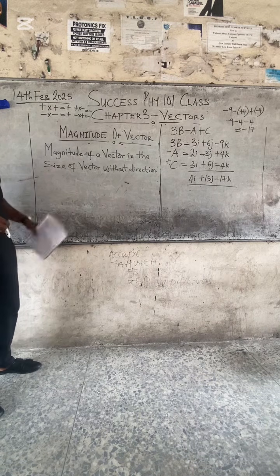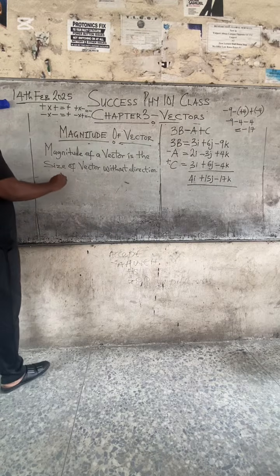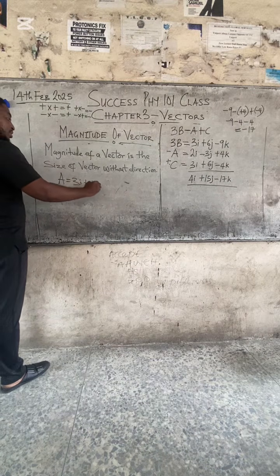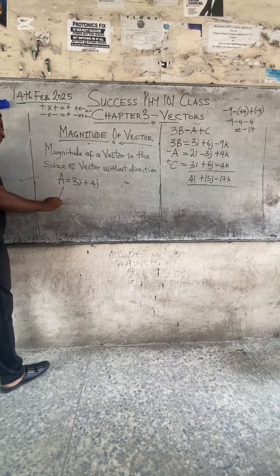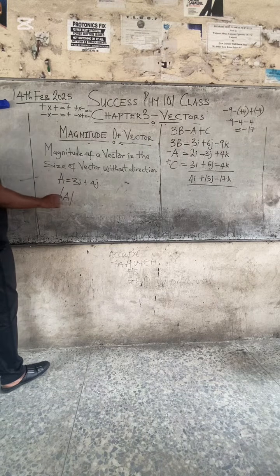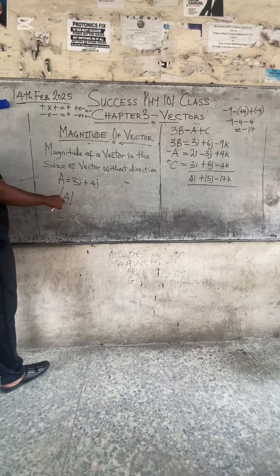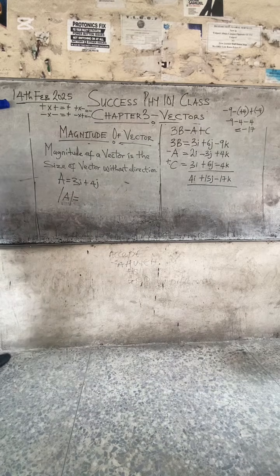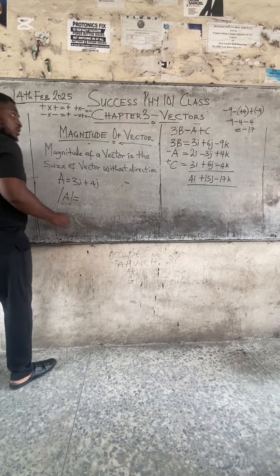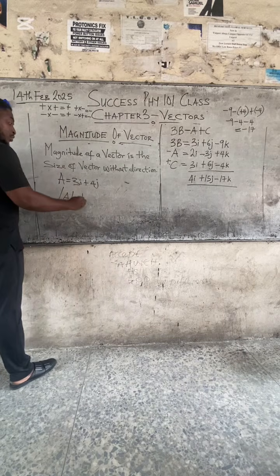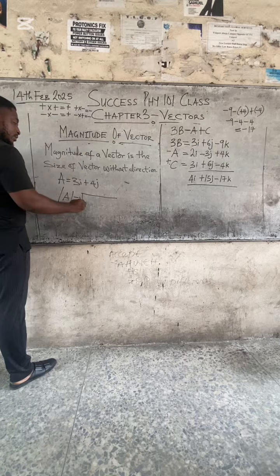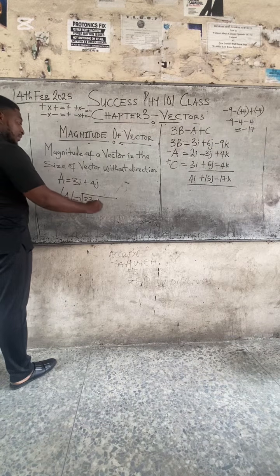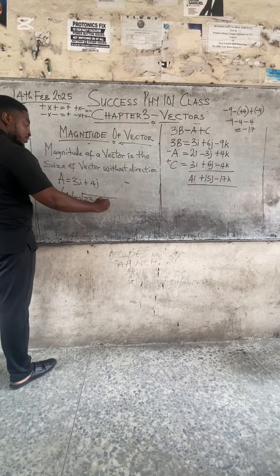Class, if you are given a vector A equals to 3i plus 4j, this symbol for magnitude is this symbol. You see, these two symbols beside A mean magnitude. It means they're asking you to find the magnitude of a vector. To find the magnitude of a vector, start with the square root. Now take the i coefficient, which is 3, and square it. Plus take the j coefficient, which is 4, and do what?